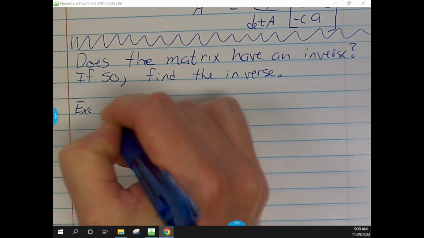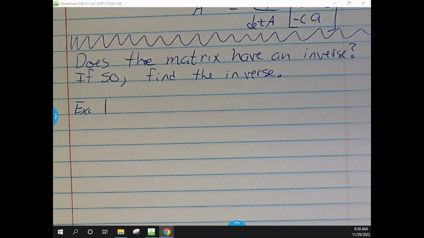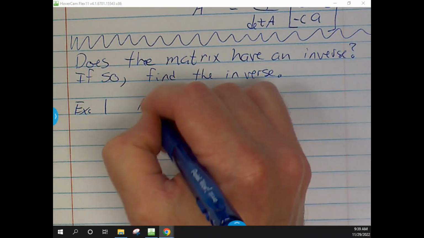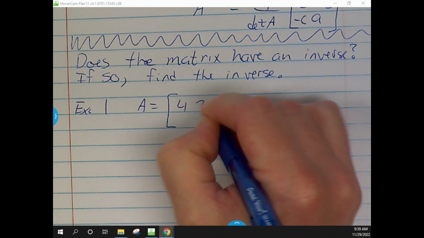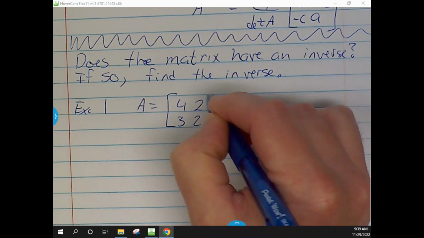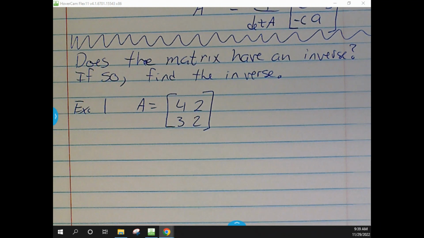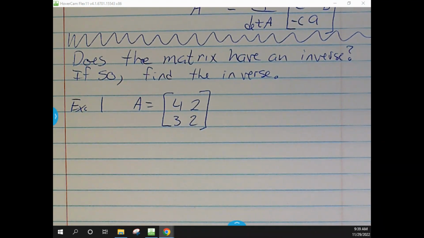All right, we'll do 1 or 2 or 3 examples and just make sure everybody's okay with it. Again, these are all going to be 2x2 matrices. We can do 3x3s, but they crank it up a notch. We're just going to stop at 2x2 because of where we are time wise. All right, so matrix A is 4, 2, 3, 2.